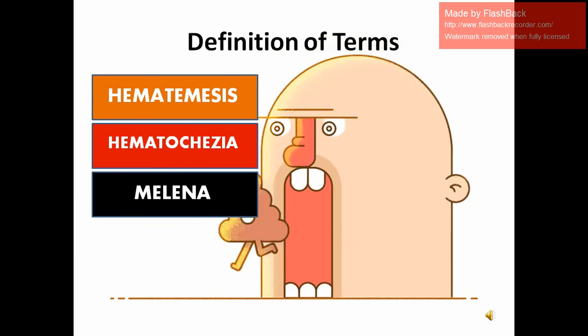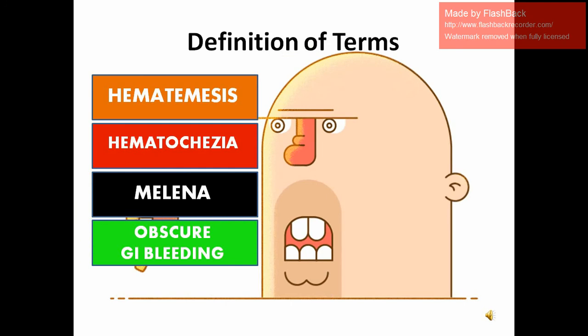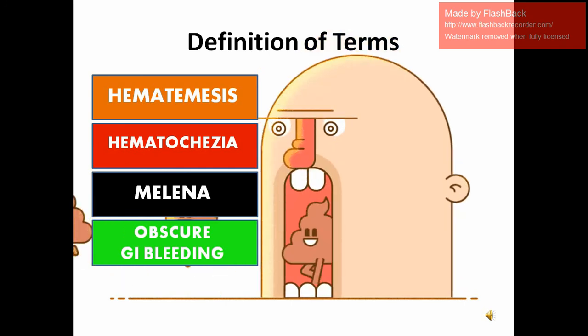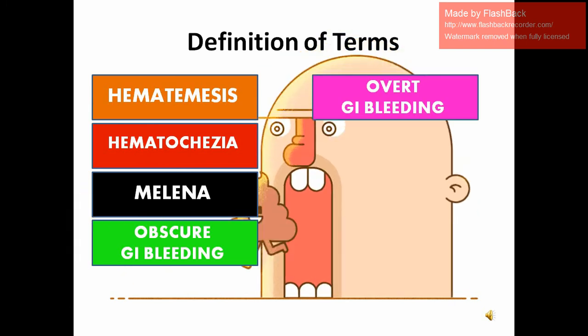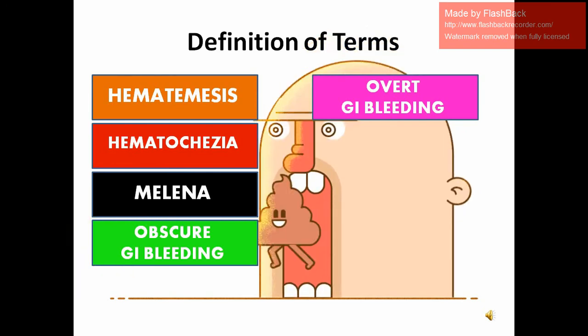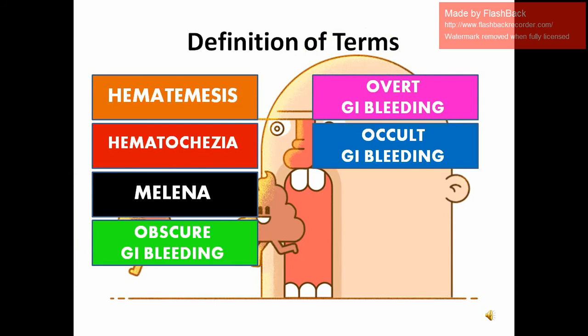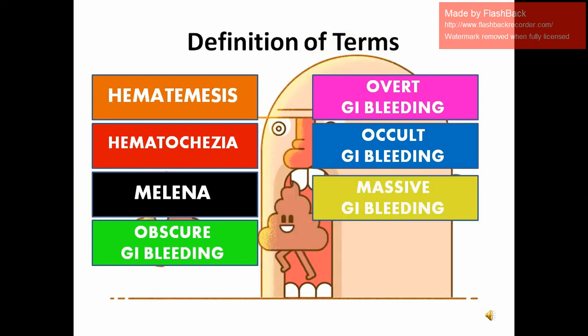Obscure GI bleeding is when no source has been identified. When there is presence of hematemesis, melena, or hematochezia, this is termed as overt GI bleeding. When it occurs in the absence of overt bleeding and is identified only by lab test or stool exam, it is considered to be occult GI bleeding. Massive GI bleeding requires 3 to 6 units of transfused blood within 24 hours.